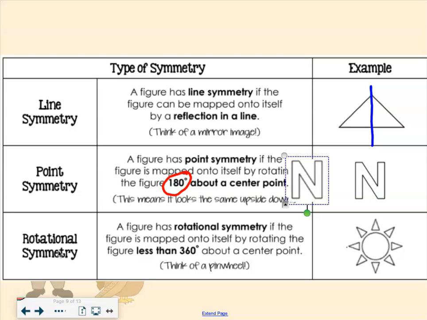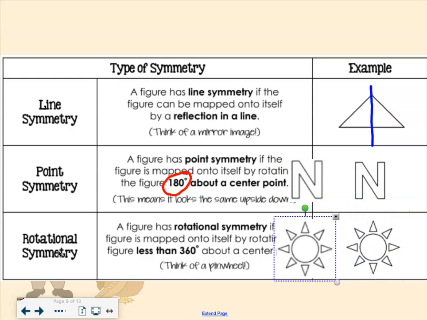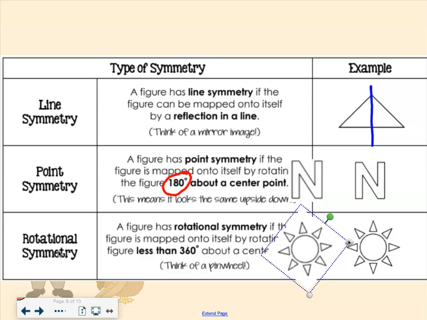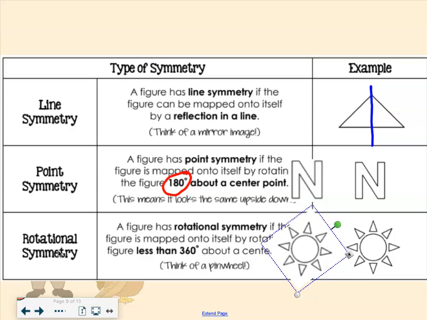Okay? And then our third one is rotational symmetry. And that's if I can take this sun and move it a certain amount of degrees to end up with the exact same picture. Does that make sense? So think of like a wheel, right?